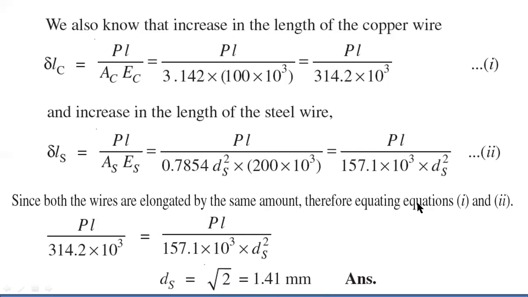Here the diameter of the copper wire is equal to 2 mm. The Young's modulus for copper is equal to 100 GPa, but the Young's modulus for the steel wire is equal to 200 GPa. That's why the diameter of the steel wire is less than the diameter of the copper. So this is our required size of the wire.